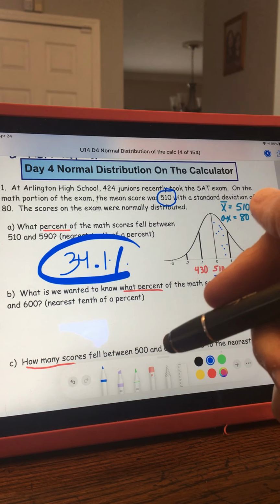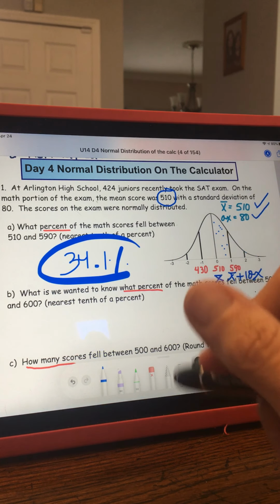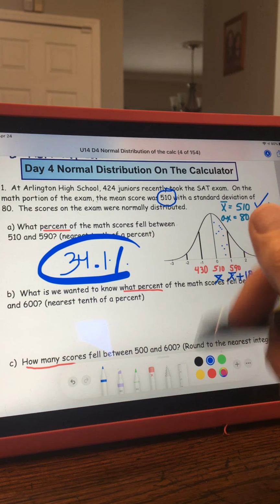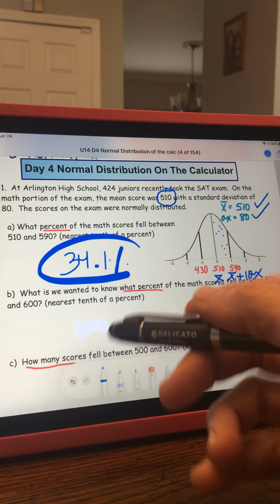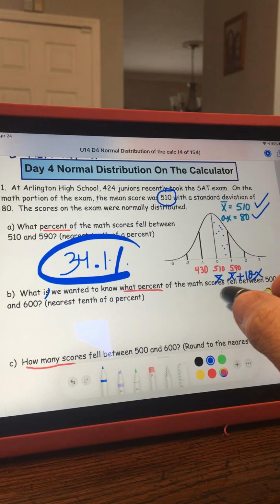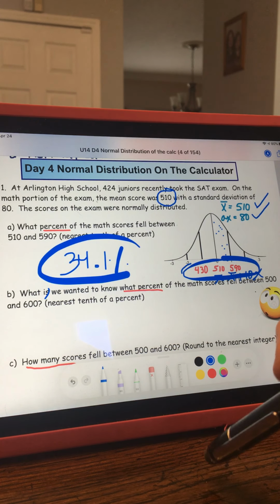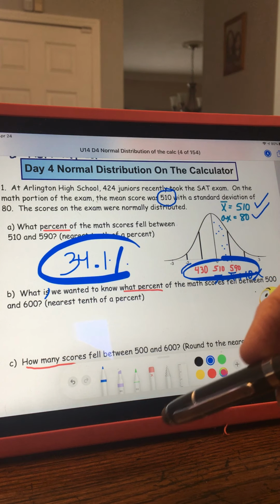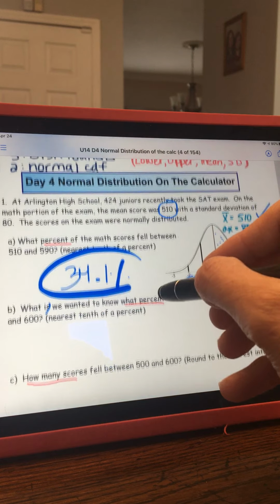Okay. All right, so what we're going to do today, though, is I'm going to show you why we would need the calculator to make these calculations if we can just look at this bell curve and memorize the percentages. Well, let's look at the next one. It says, what if we wanted to know the percent of the math scores that fell between 500 and 600? Look, where's 500 and 600 on here? They're not there. They're deviations that are in between. So we do have a way to do it in the calculator. And we could have done that first one, part A, there as well.